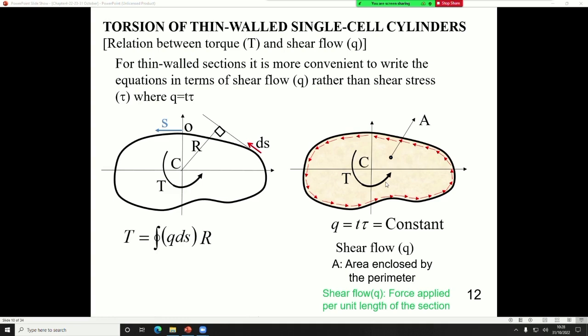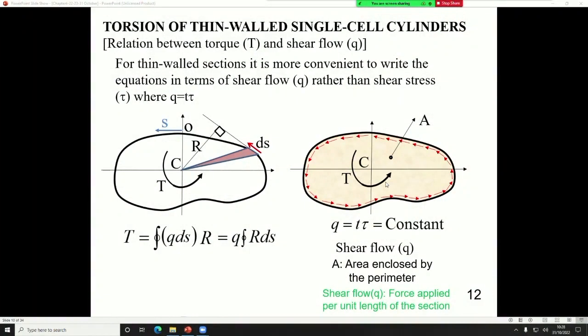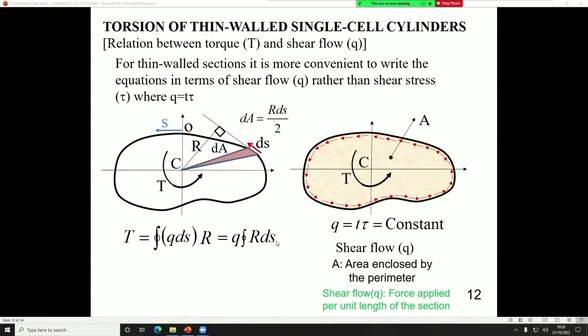Now, Q is constant. It can be extracted from the integral. So what is a loop integral of RDS? Look at this pink triangle. With the base of DS and the normal distance of R, do you agree that the area of this pink triangle is equal to R times ds divided by 2? Or I can say RDS is equal to 2 times dA. It means the loop integral of RDS is twice the area enclosed by the perimeter of the section.